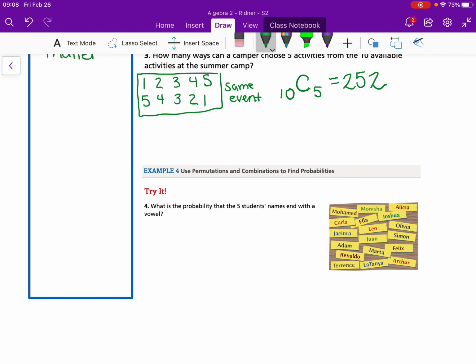Last example. So how could we use this for probability? It says, what is the probability that students' names end with a vowel? So the first thing we have to do is find all the students who end in a vowel. Remember, your vowels are A, E, I, O, U.